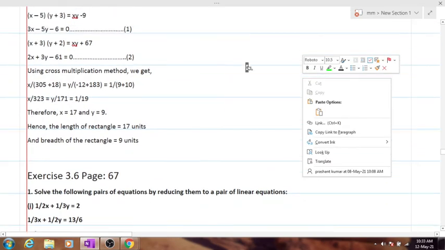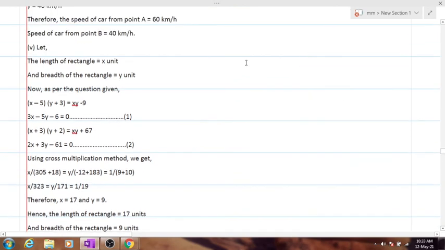The length and breadth of the rectangle have been taken as x and y units. As per the question, the area decreases by 9 when the length decreases by 5 and the breadth increases by 3. Yes or no? Yes, sir. And the second part says that the area increases by 67 if the length and breadth are both increased by 3 and 2 respectively.